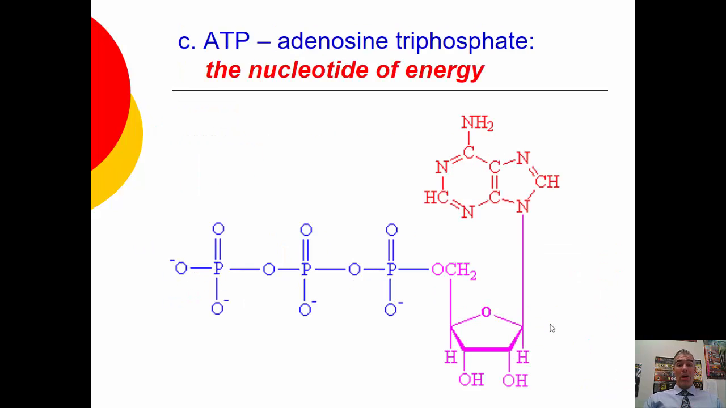So this is showing you the molecule ATP. ATP, which we use for energy, is actually a nucleotide. It's a nucleic acid. It has a sugar. It has 3 phosphates. That's why it's called triphosphate. And then it has a base, which is, in this case, adenosine, or adenine, which is related to it.